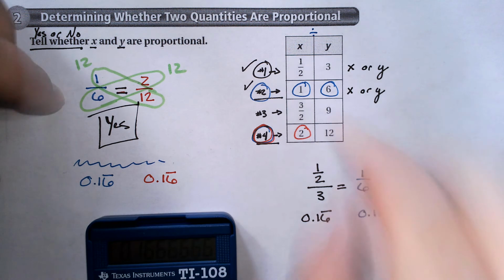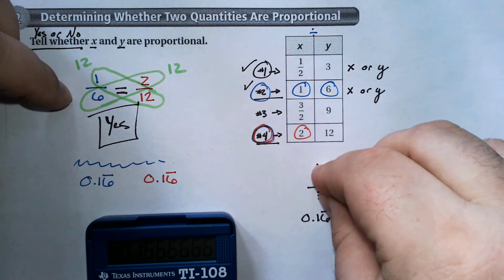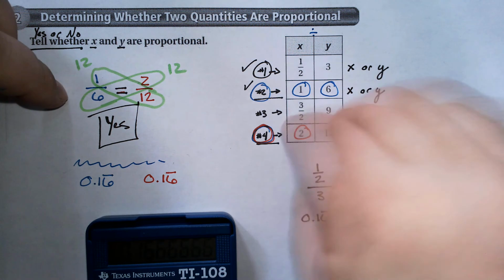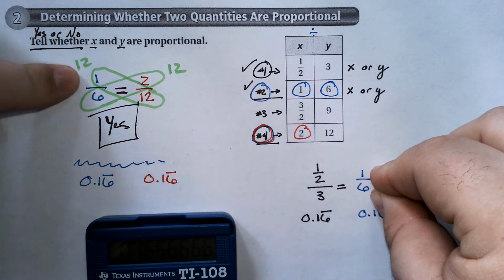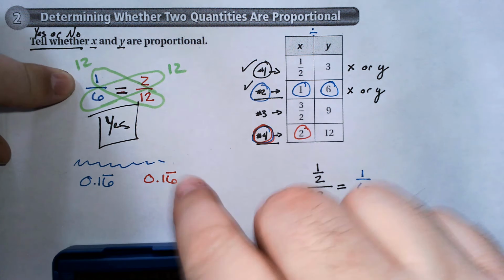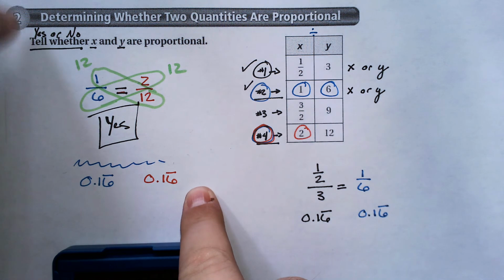So we're able to choose any two combinations of x and y, create them as a fraction, choose another combination of x and y for another fraction, and we can either cross multiply or we can use their unit rates to see if we get the same number. If we do, our answer is yes. If we don't, our answer is no.